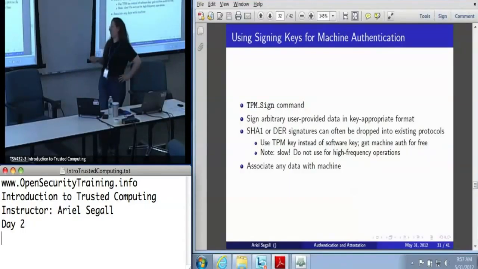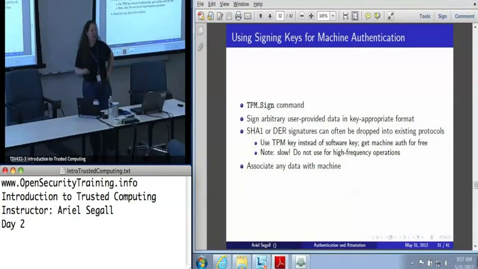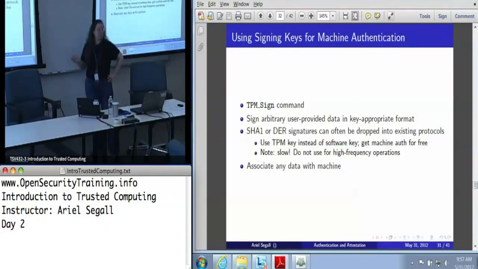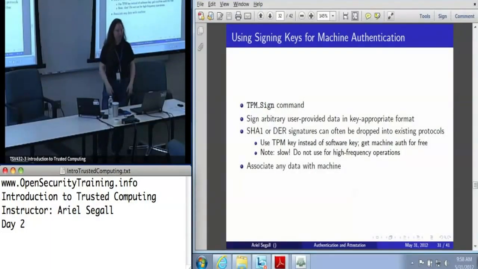This is actually pretty darn cool. As long as you're willing to accept the fact that the TPM is not speedy. So if you're doing this once every few minutes, this is totally not a problem. If you're trying to do this once every few microseconds, you're dead in the water. Don't try using this for high-frequency operations. Do not try signing packets with your TPM. It's just not going to work very well. So this will let you associate any data with the machine. And it's not going to tell you where it came from originally, but it certainly tells you that this machine had control over that data and signed that data when that happened.